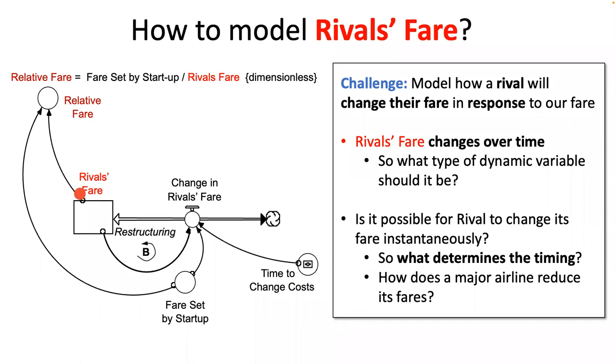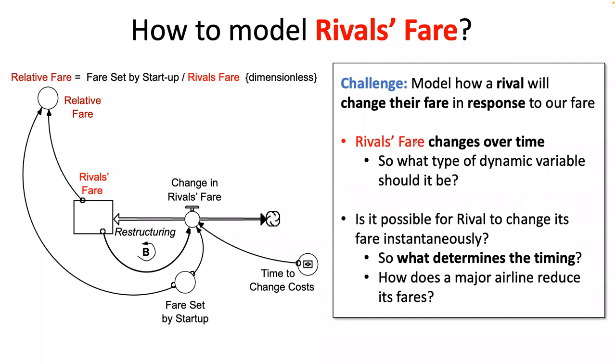And once we build that, we can connect it to the relative fare. So the relative fare is the fare set by startup and the rival's fare. That relative fare used to be an exogenous variable, but now we have two sectors: our EasyJet sector and a rival sector. The exogenous variable in the EasyJet sector is now connected to the output of the rival sector, so that now it's one big system together. So we've endogenized the relative fare by adding fare dynamics here.